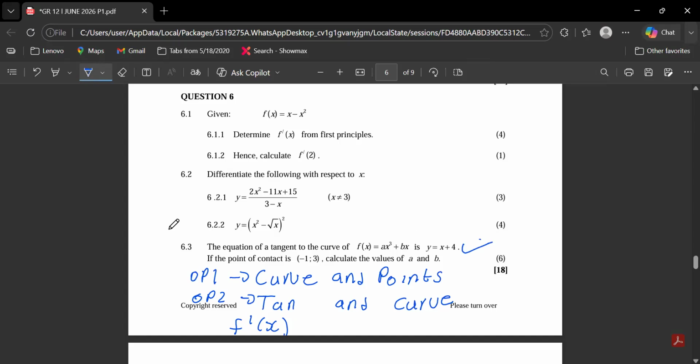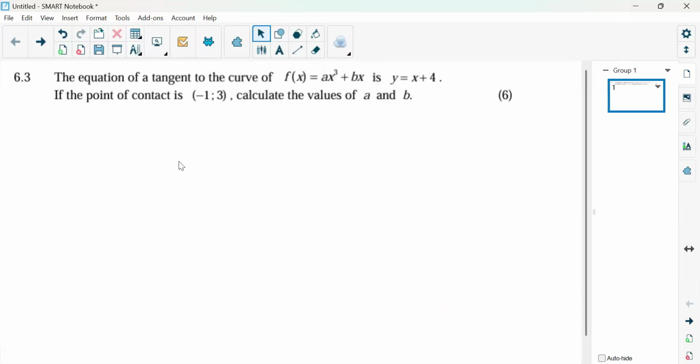So we look at the coefficient just before x. What is the coefficient just before x? It's 1. So our f prime of x is 1. What is the point that we're given here? We're given a point of contact, -1 is to 3. So here we're given a tangent and a point. They told us that it's -1 is to 3.